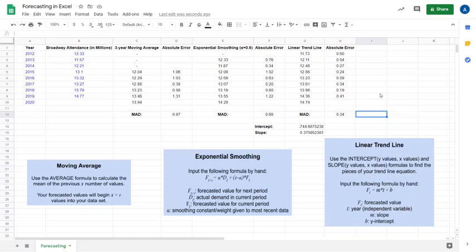So this has been some of the basics of forecasting. There are plenty of other forecasting methods, and there are a lot of other things you can do in Excel to help you understand a data set. But these are just a few of the things.